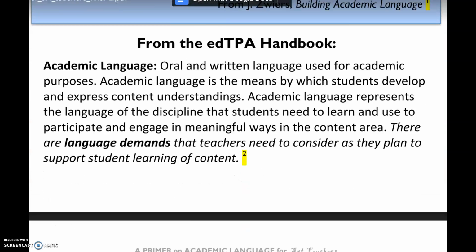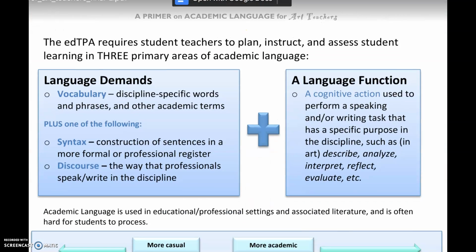So I'm going to go down here to what it is they're looking for on the EdTPA and describe how that's going to play out in a lesson. So I'm going to start on the right side, the language function, just because it's listed that way on our lesson plans for the EdTPA. So a language function, it's not just a word.